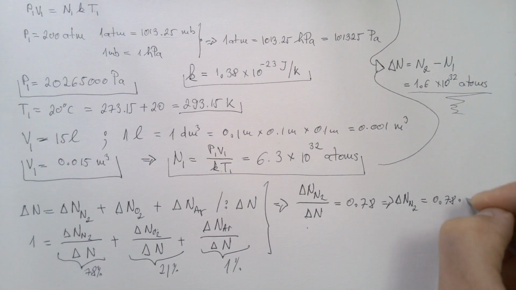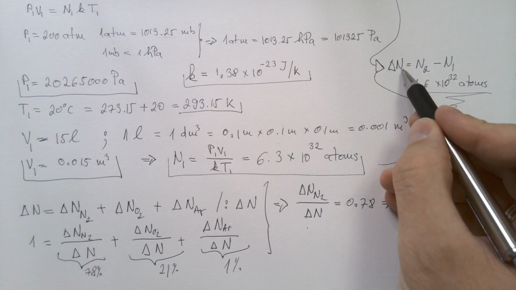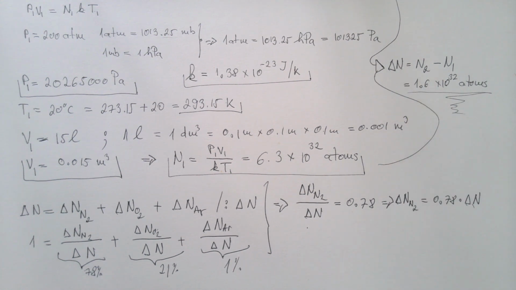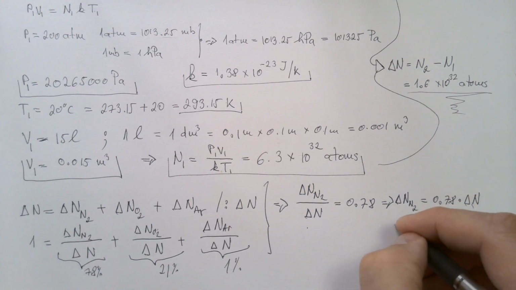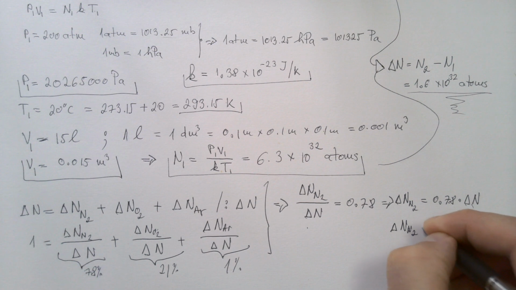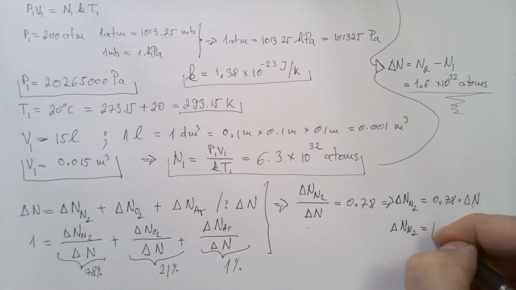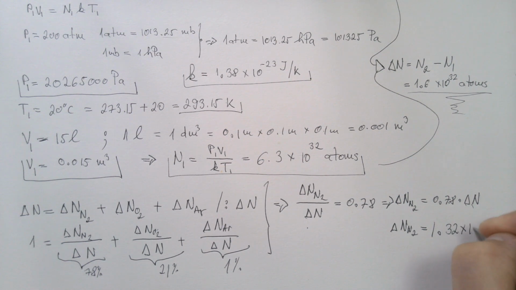0.78 times delta n. But delta n, I calculated in the previous video, so I multiply this number by 0.78 and I get that delta n for N2 is equal to 1.32 times 10 to the power 32 atoms.